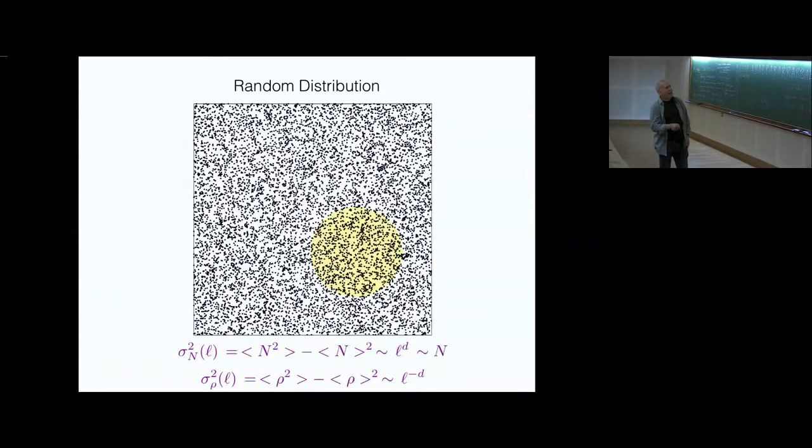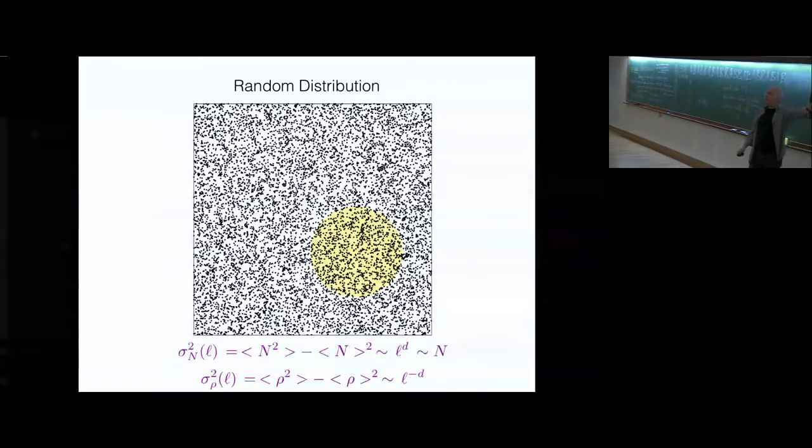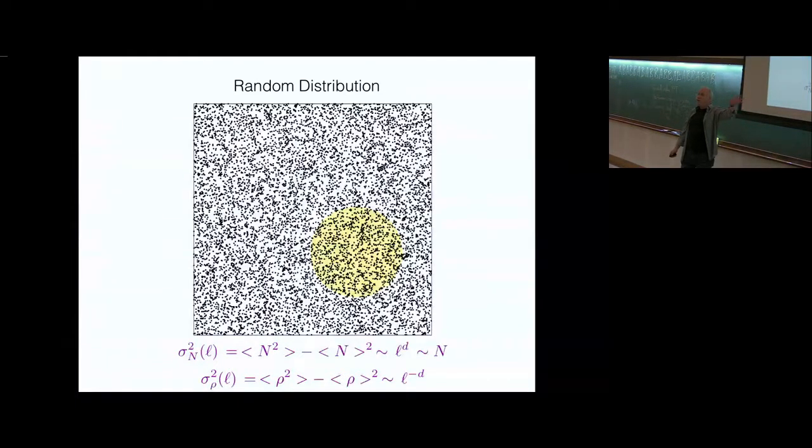So that variance in the particle number goes as the area, the volume that you have, and the volume goes as the number of particles inside. And so therefore I get the famous square root of n fluctuations that you all know about, right? Because the square root of n comes when you take the square root of the variance to get the standard deviation, right? So random things always give you square root of n fluctuations, right?